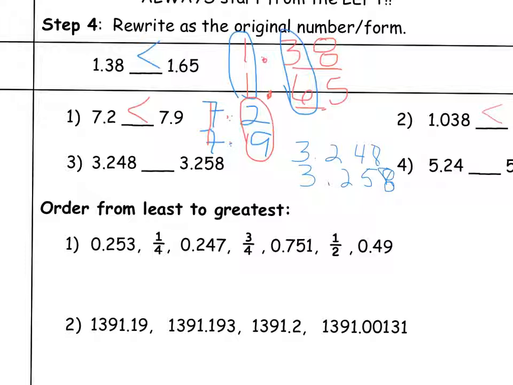Now I go to the left. They both have a 3 in the ones. They both have a 2 in the tenths. You notice in the hundredths, it's different. I have a 4 and a 5 in the hundredths place. So 4 hundredths or 5 hundredths, the 5 hundredths is going to be larger. So that means 3 and 248 thousandths is less than 3 and 258 thousandths.